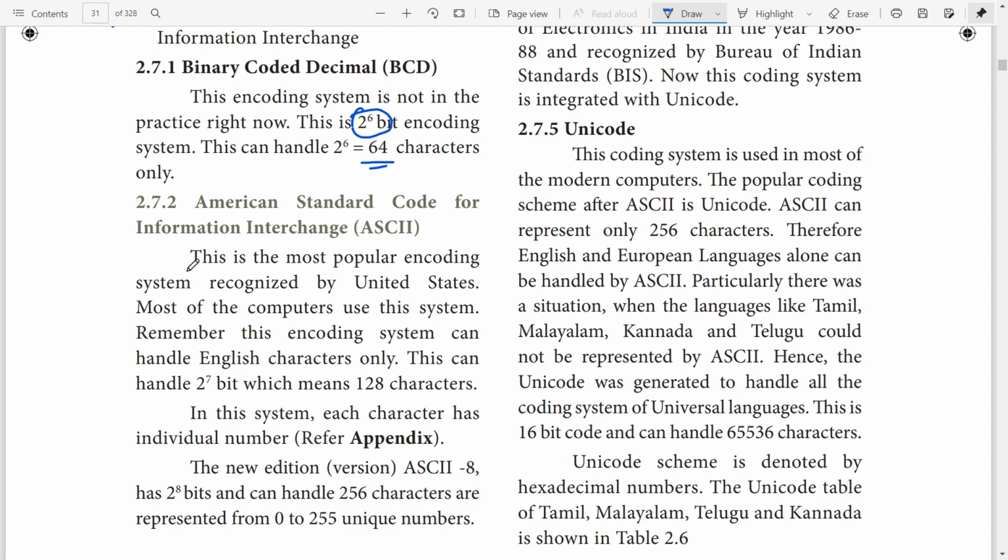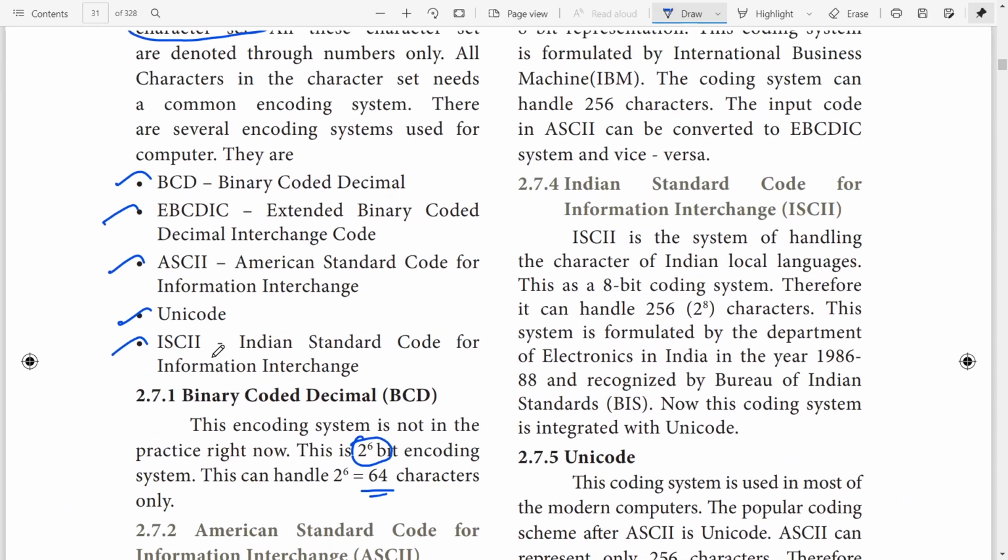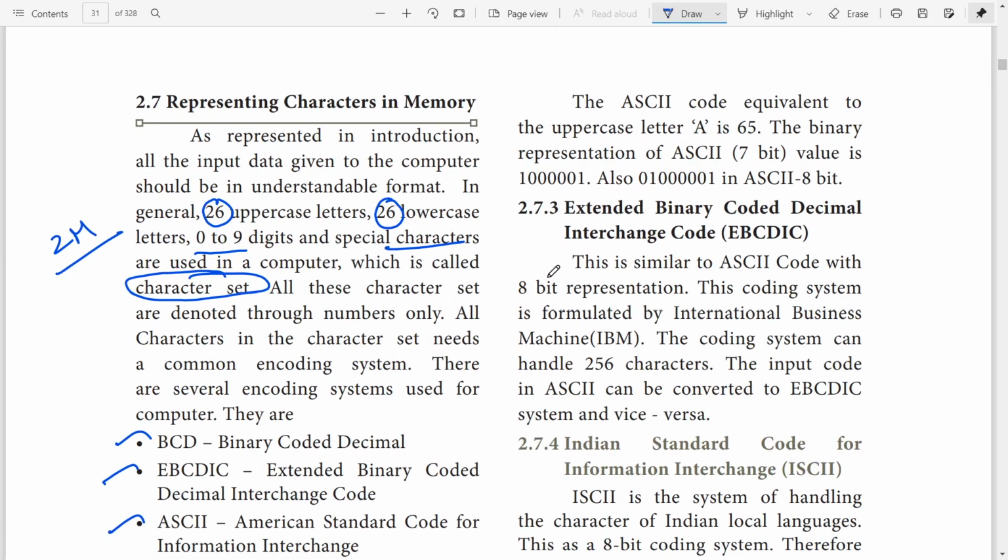American Standard Code for Information Interchange. The most popular encoding system, recognized by the United States. Most of the computers use this system. Remember, this encoding system can handle English characters only. This is a 7-bit code, 2 power 7, which means 128 characters. In this system, each character has an individual number. The newer addition, ASCII 8, has 2 power 8 bits and can handle 256 characters, represented by unique numbers from 0 to 255. The ASCII code equivalent to uppercase letter A is 65. Binary representation of ASCII is 7-bit, also an 8-bit code.